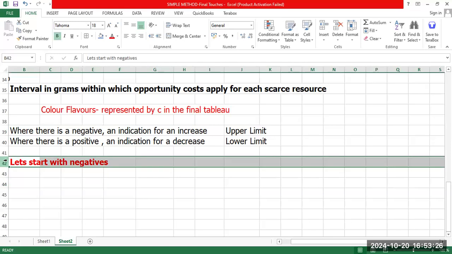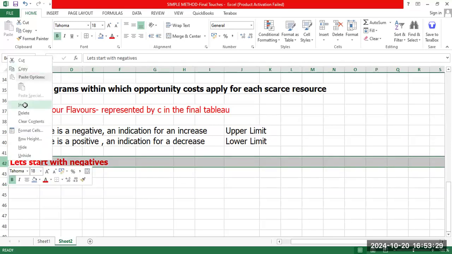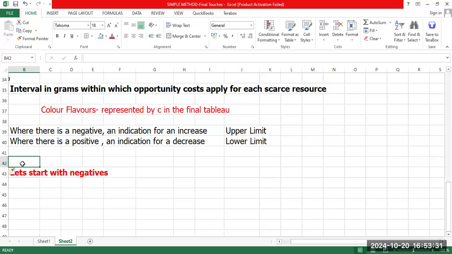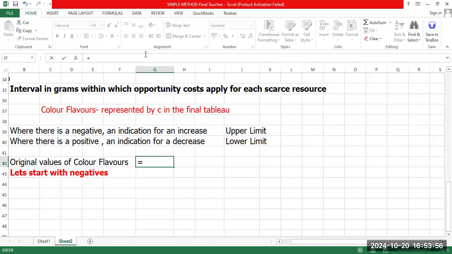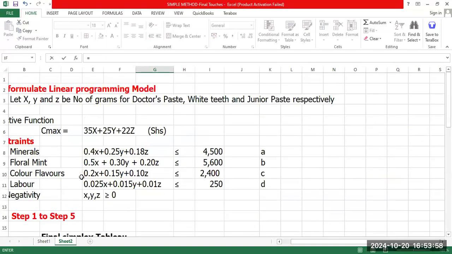Before we start with negatives, what is the original value of the scarce resource we are dealing with of color flavors? What was our original value? The value after inequality. What was that value?